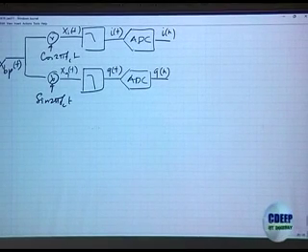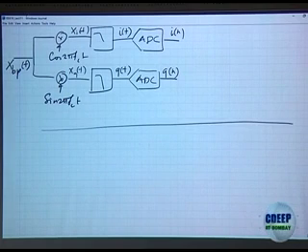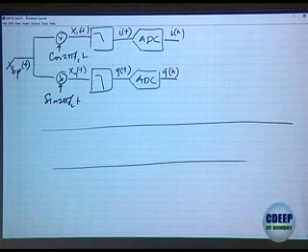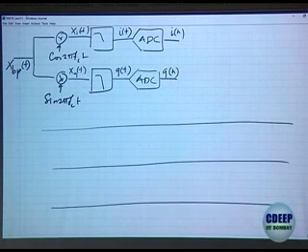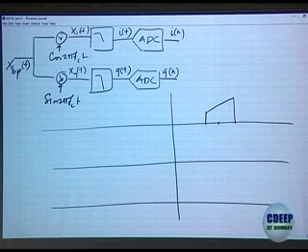So the original signal, let me draw it. Okay, now it will be clear. It is right here. This is our fc.